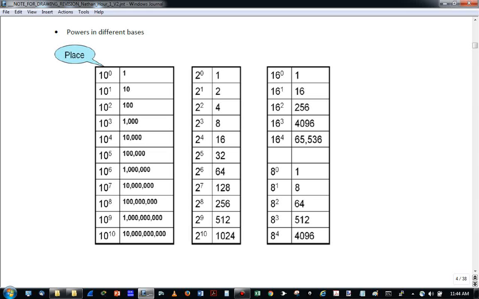So for example, every 4 bits in binary can be represented with a single hexadecimal digit. Same thing with base 8 or octal. Every 3 binary digits can be represented with one single octal digit.